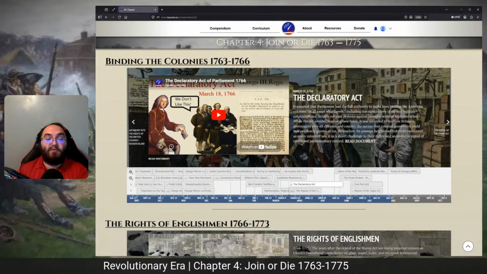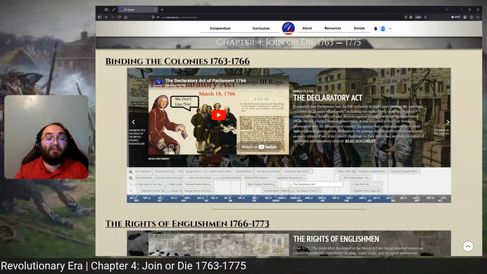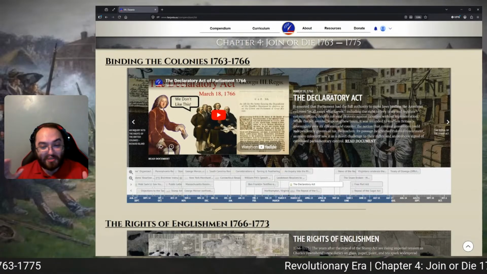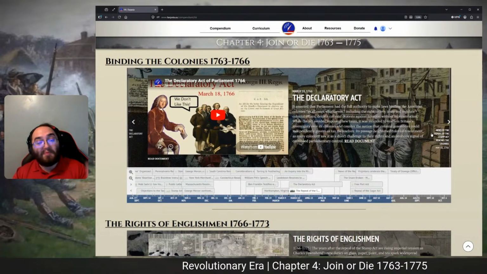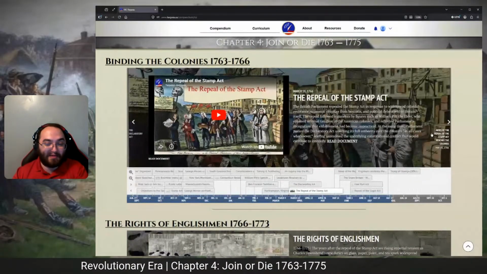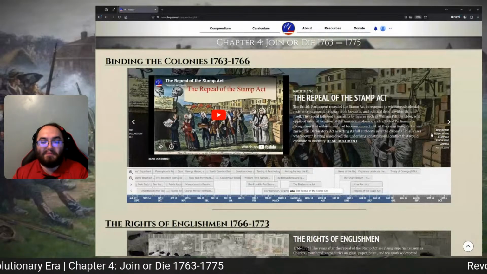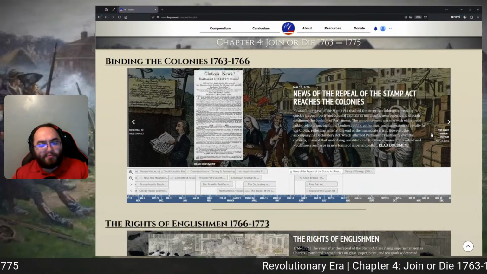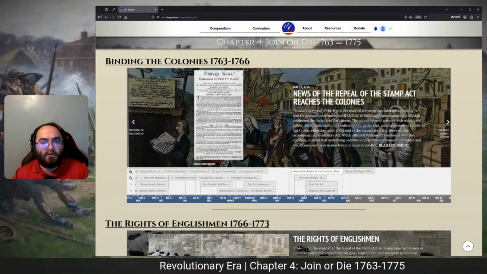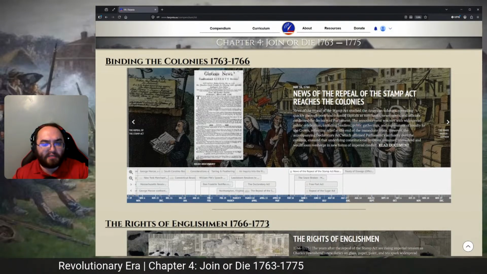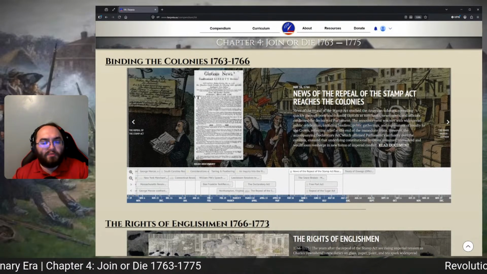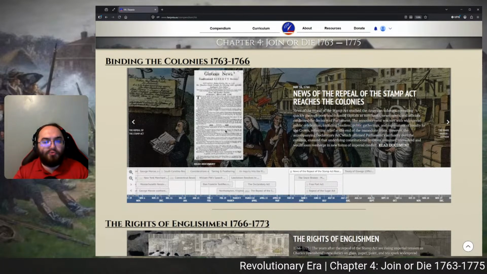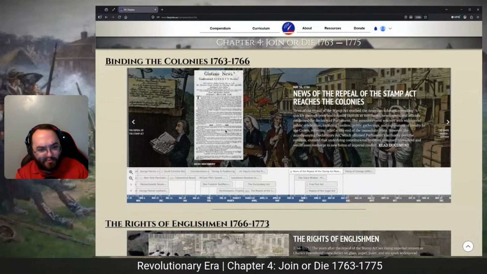So this is a very important act. This is probably the most important act that Parliament passes, which absolutely angers the American colonists. And it happens on the same day as the repeal of the Stamp Act. Both of these acts are passed on the same day. It takes a little while, but news of the repeal of the Stamp Act will reach the colonies on May 16th, 1766. And we actually have a newspaper of the news reaching the colonies.